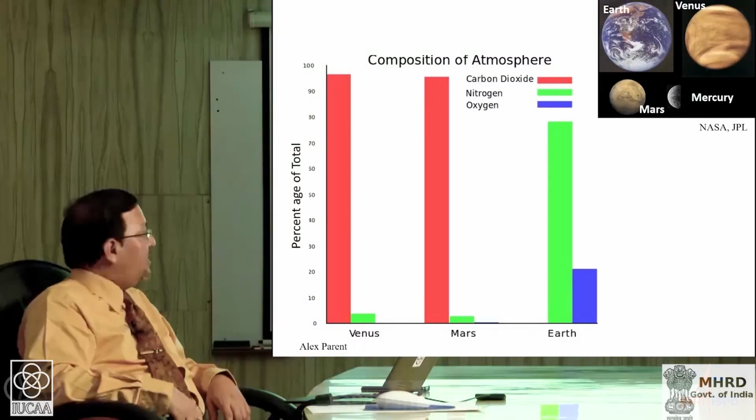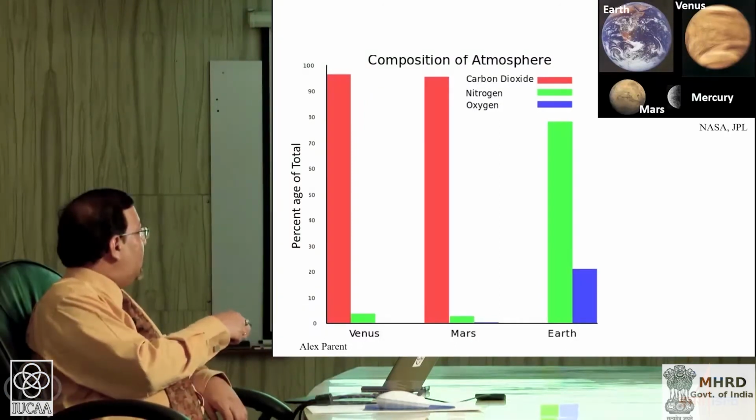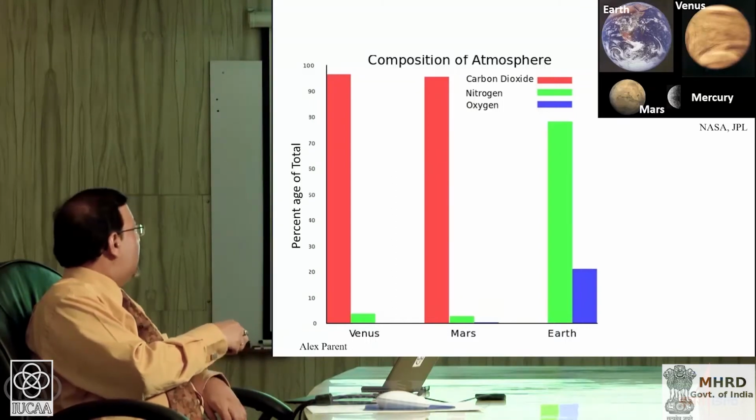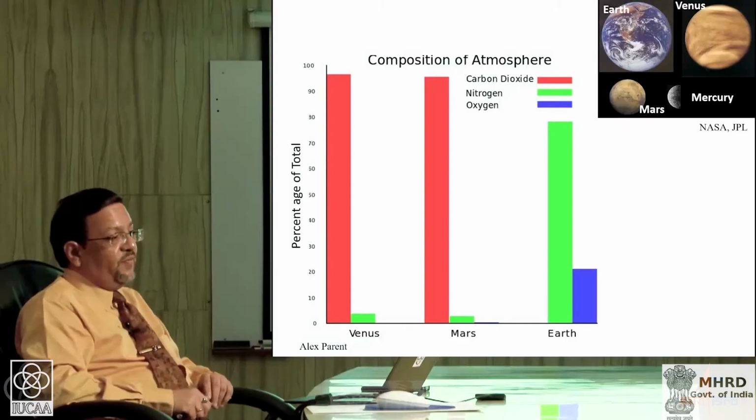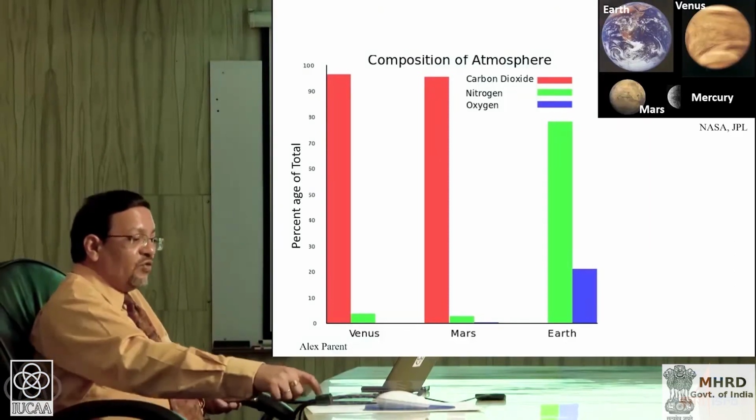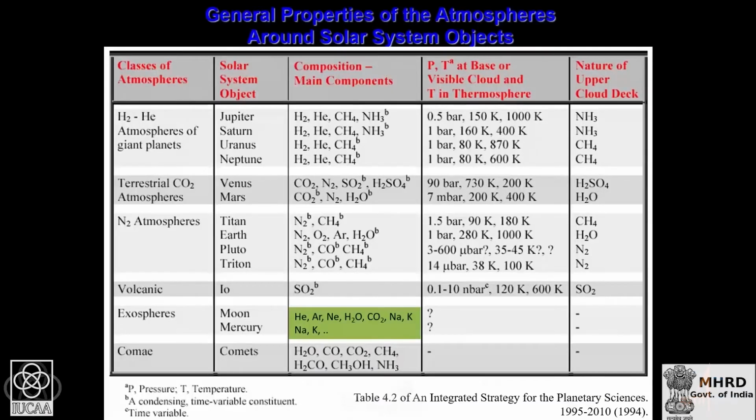It is just a few percent. But on the Earth, we have a huge abundance of oxygen, close to 20%, which is not present on the planets Mars and Venus. Now, if I look at the other planets in the solar system, I can tabulate them in this table, and I can say that there are many classes of atmospheres in our solar system.